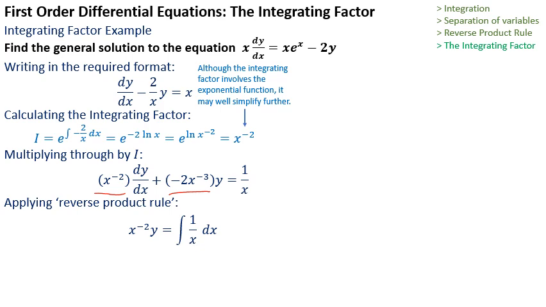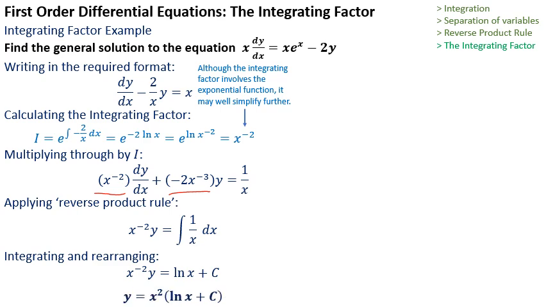So now we've got that. Reverse product rule allows us to automatically integrate the left-hand side, and then we still need to integrate the right-hand side. Luckily, that doesn't take too long because 1 over x integrates to ln x plus c. The last step we can do here is to multiply both sides by x squared so that we have y equals. And we've got the general solution to the equation.